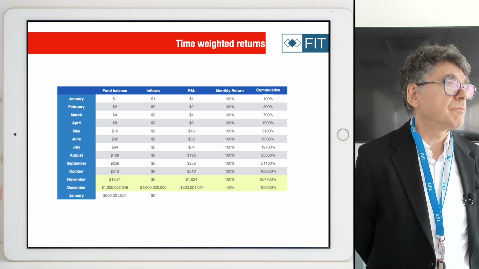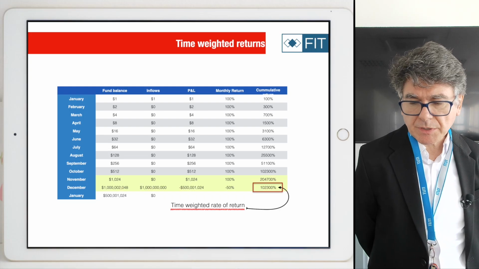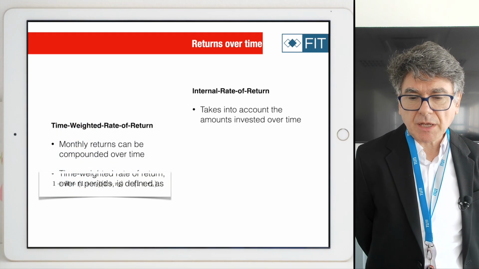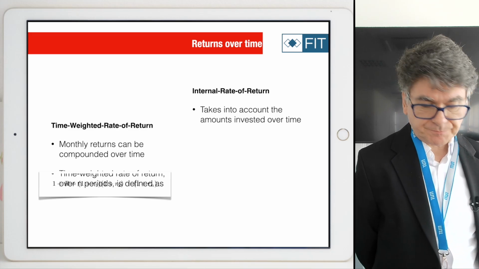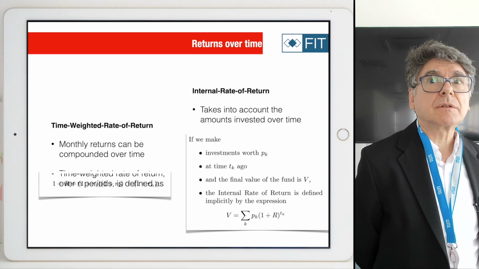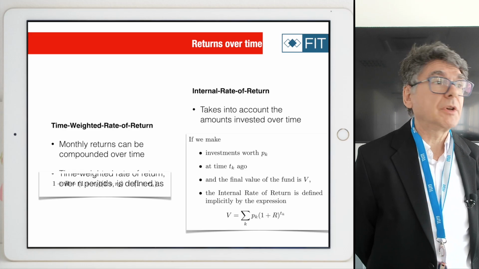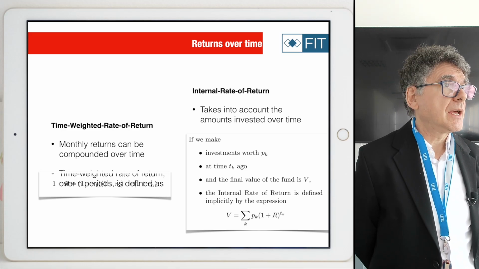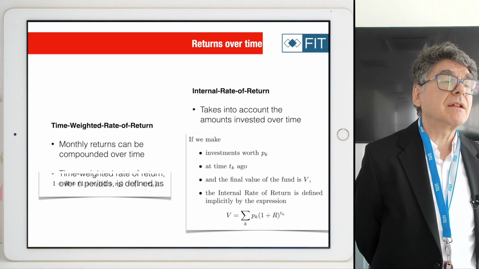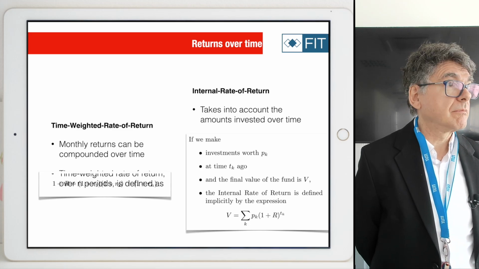So the time-weighted rate of return is 102,000%, but there's another way of calculating the returns over time, which is what's called the internal rate of return. In the internal rate of return, what I do is something different. I look at the cash flows into my fund, which are two, $1 in January and $1 billion in December. And I look at the final value of my fund, which is 500 million.